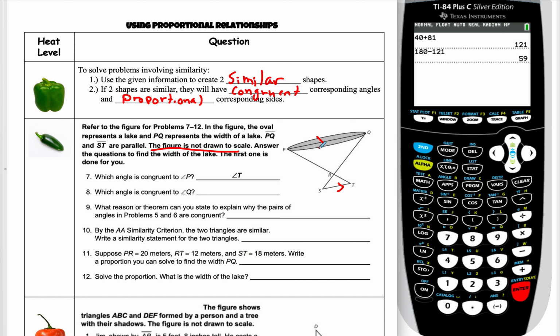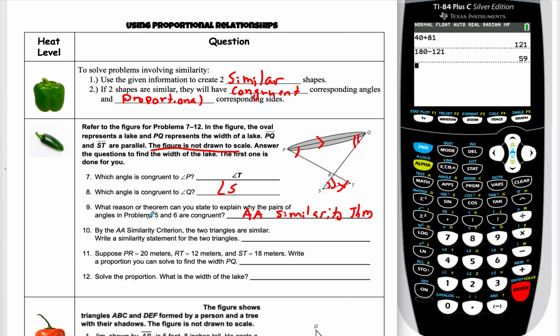So, which angle is congruent to P? T. And why are they congruent? Because they're alternate interior angles. Which angle is congruent to Q? Well, what's the other alternate interior angle? It is S. Because this is true, we know that they have two congruent angles, so therefore they are AA similar. So the AA Similarity Theorem. I'm going to write THM for theorem. By the AA similarity criterion, the two triangles are similar.